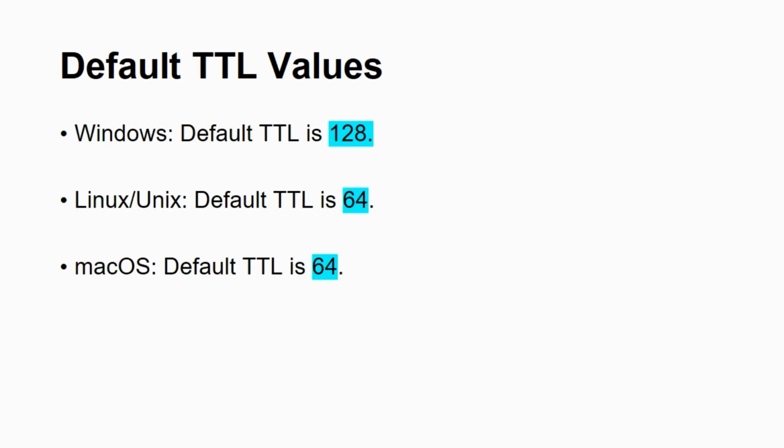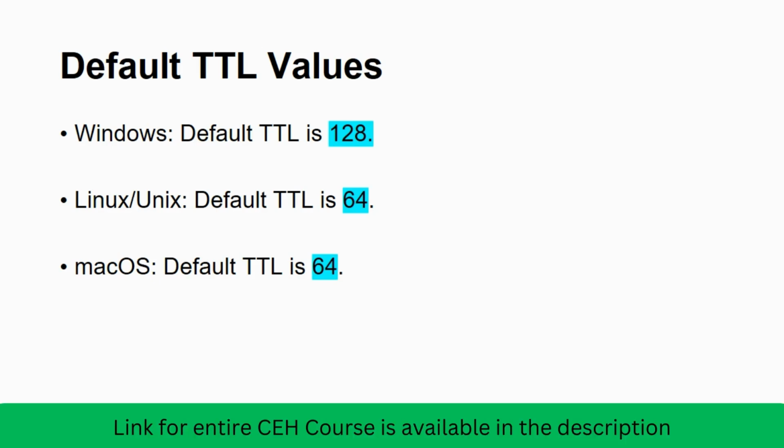So for the exam, we need to understand some default TTL values. Windows is 128, Linux and Unix 64, and for Mac operating system it is also 64. So these values we need to understand from an exam perspective.